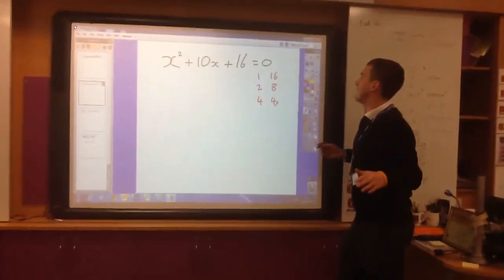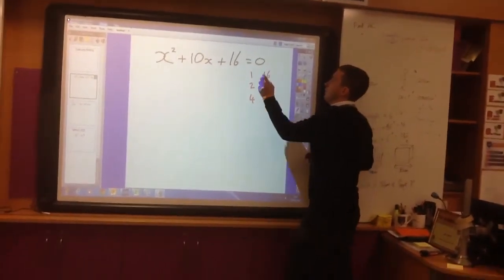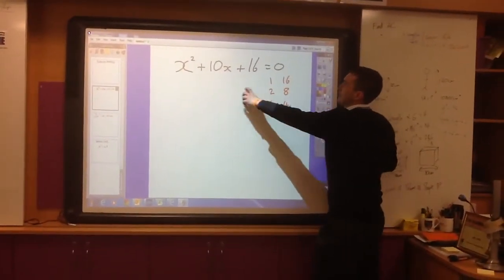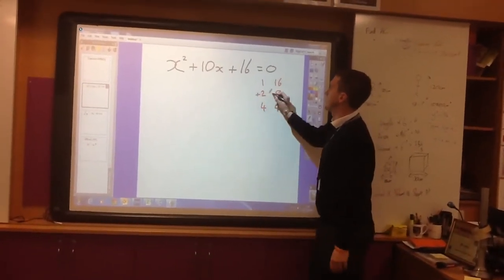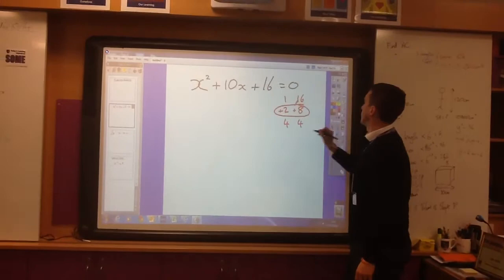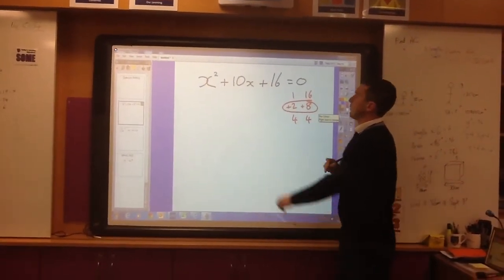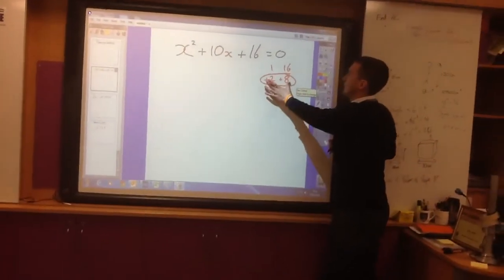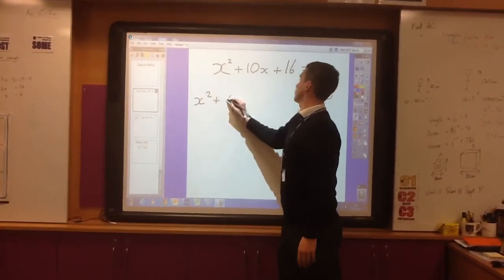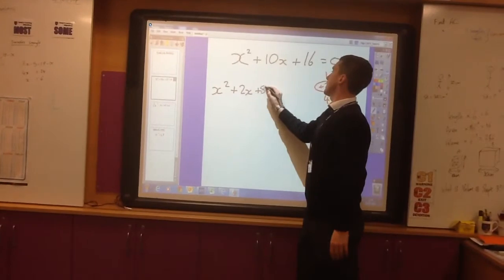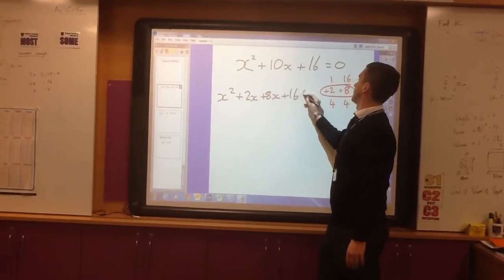That's fine then, right? So then, we look at these and we think, right, how can we make 10? Well, 1 and 16 is not going to work. 2 and 8 will if they're both positive. So we're going to use this. So what we do is now we break down the 10x into 2x and 8x. So it becomes x squared plus 2x plus 8x plus 16 is 0.